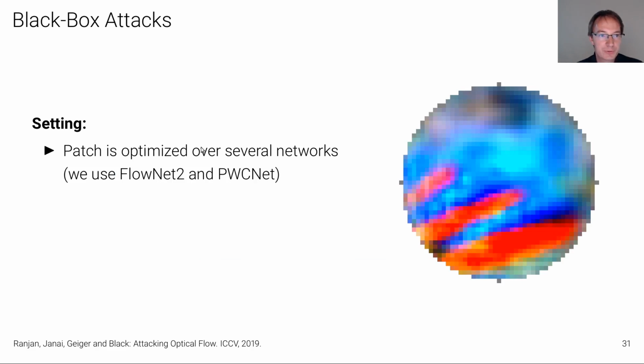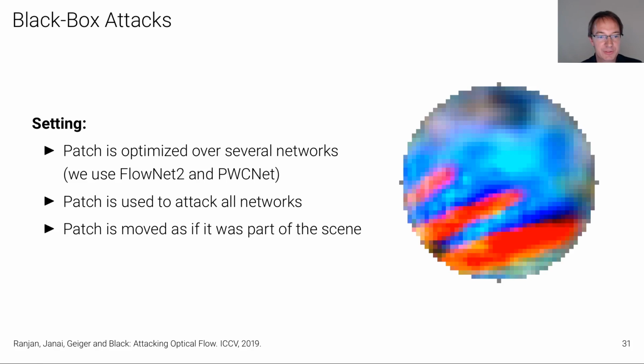Now we turn to the second type of attack that we consider, which are black box attacks. In this setting, the patch is optimized over several networks. In this case, we take representatives from both lines of algorithms. We take FlowNet2 as a representative for encoder-decoder architectures and PWCNet as a representative for spatial pyramid networks. And on the right, you can see the patch that is recovered from this attack, the patch that is obtained. And then we use this patch to attack all the networks.